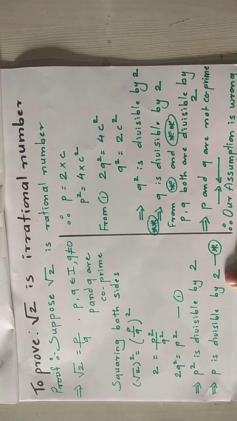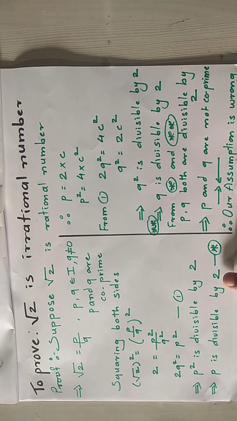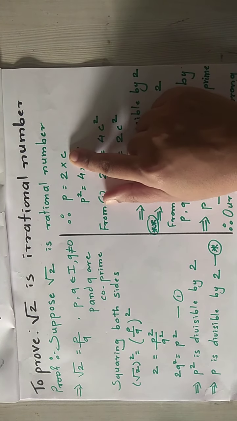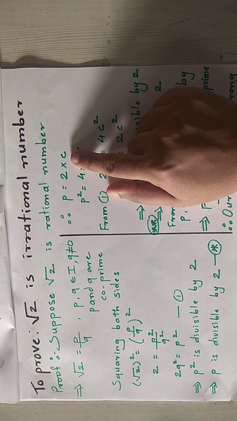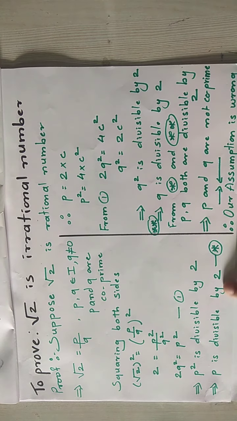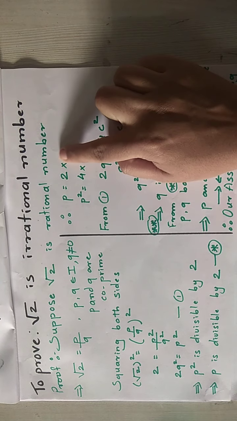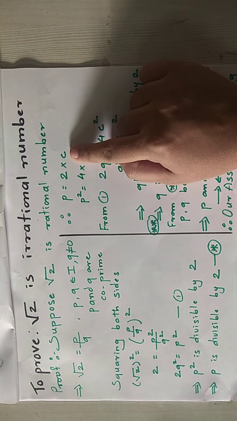That means p is also divisible by 2. Mark this step as star. Now since p is going in the table of 2, that means p should be 2 multiplied by some number. When I say 10 is divisible by 2, that means 10 is equal to 2 into 5. So if I say p is divisible by 2, that means p is equal to 2 into some number. We are not concerned with what this number is. Let it be c.